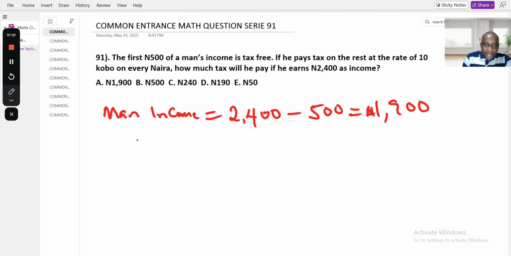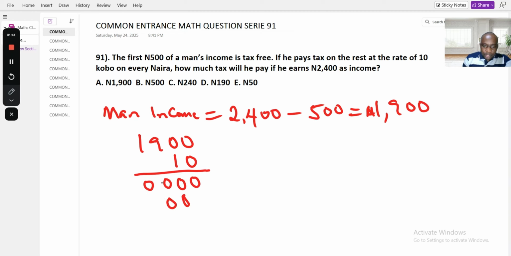Now let's multiply the 1,900 by 10 kobo. 0 multiplied by 0 is 0, 0 multiplied by 0, 0. 0 here, 0 here. 1 times 9, 9. 1 times 1, 1. Everything will be 19,000. When you see a question that says multiply 1,900 by 10, instead of going through this stress, you can just add 1 zero to the 1,900.